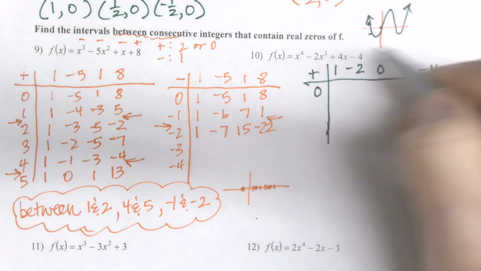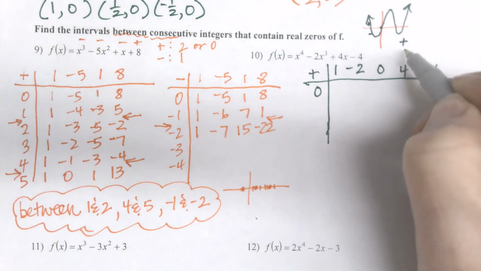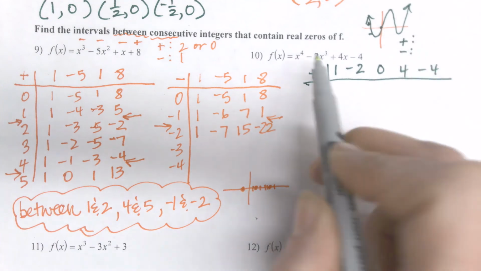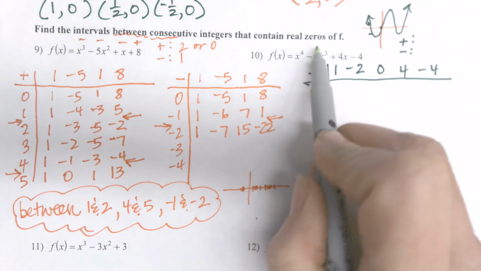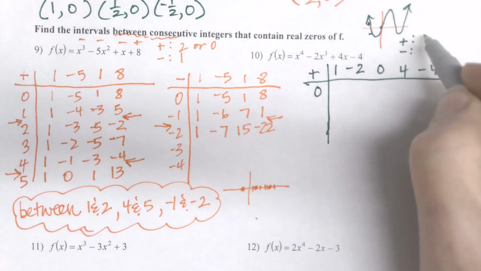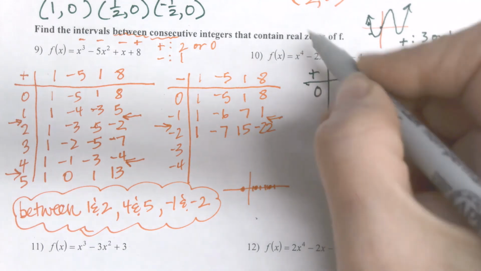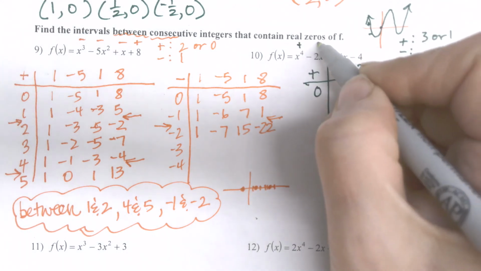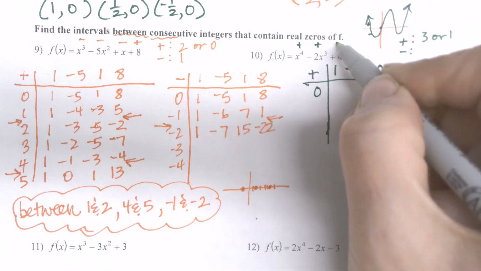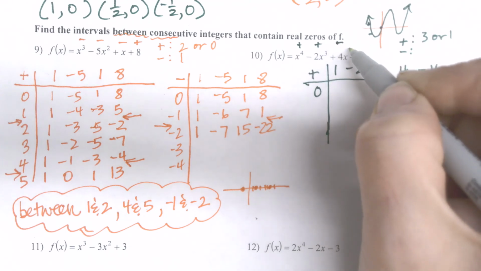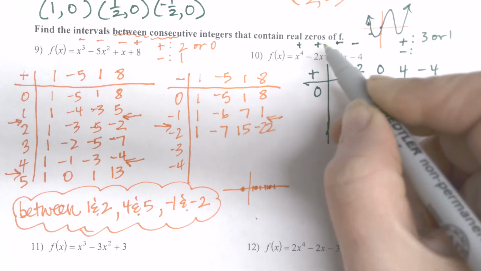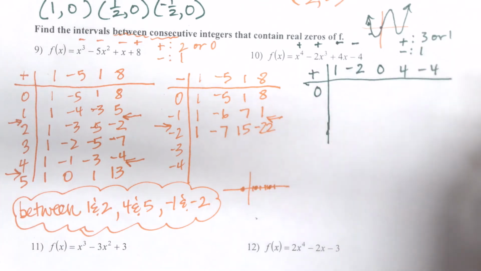And before I jump in, I need to find the number of positive and negative zeros. And so I have 1 sign change, 2, 3, so this is 3 or 1. Then this is going to stay positive, become negative, and then stay negative. So for here, my negatives, I only have 1.